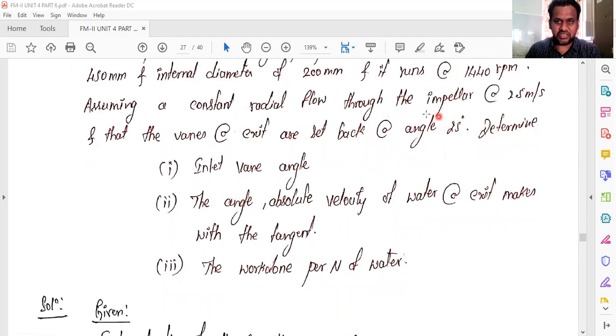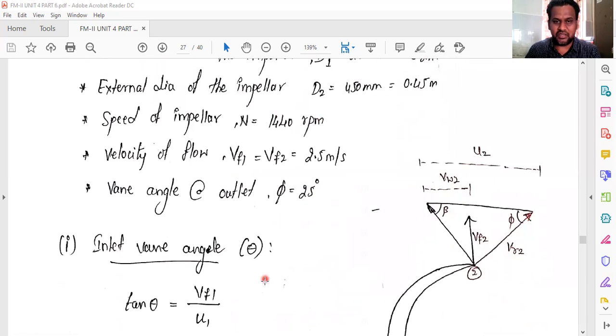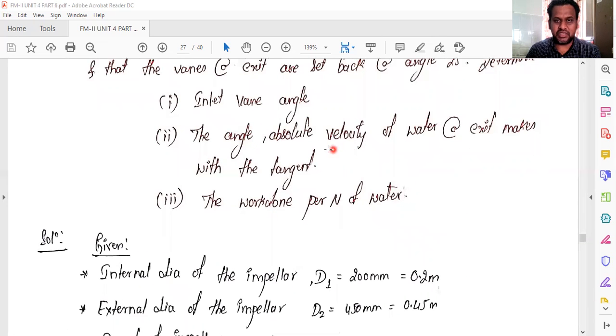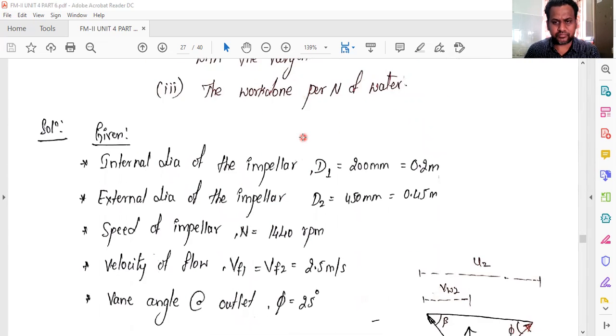By using this information, you need to determine the inlet vane angle. Inlet vane angle means theta, so you need to find theta. And the second one is the angle the absolute velocity of water at exit makes with the tangent. I think he is asking to find the beta, and also he is asking to find the work done per Newton of water. So let's start with the inlet vane angle.